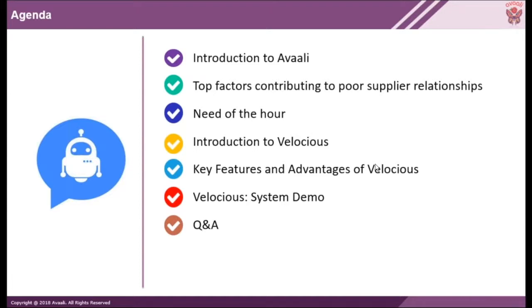So the topic for today is I'll just take a few slides to introduce Avaali, and we'll go through some trends, some factors based on some research about the factors contributing to the poor supplier relationships. Then we'll talk about what is the need of the hour. Then we'll talk about Velocious, what it can do, what are the key features and advantages, and then we'll follow it up with a system demo.